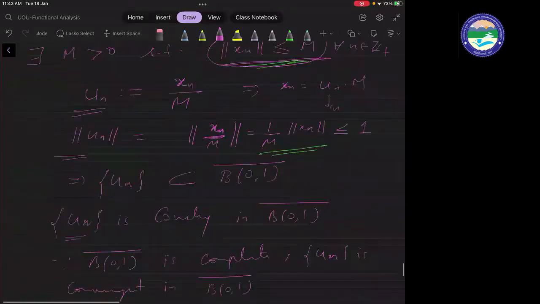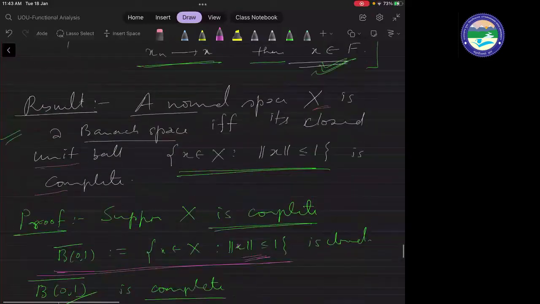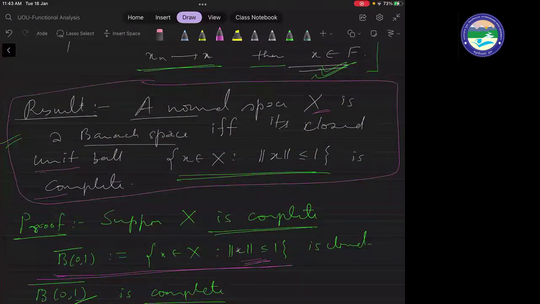So this is how you prove this characterization of a Banach space. अगर कोई Banach space आपके पास है, then उस Banach space का जो closed unit ball है, वो complete होगा and converse is also.